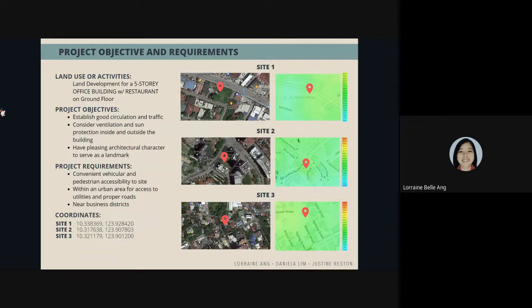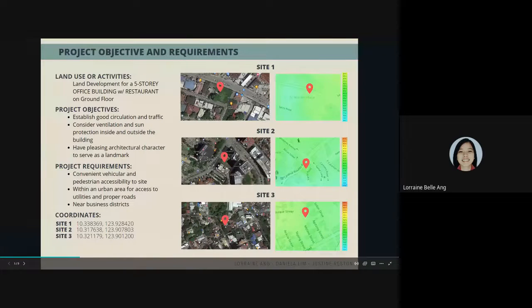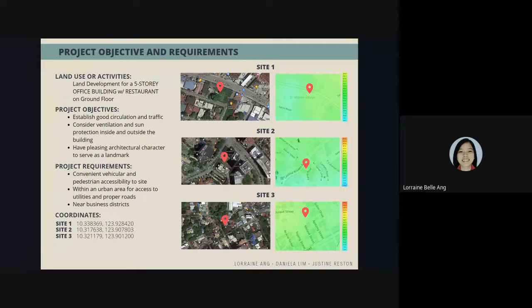Okay, good afternoon, everyone. So this is our project. The land use for this project is for a land development for a 5-story office building with a restaurant on the ground floor. The objectives that we identified are to establish good circulation and traffic within and outside the site. We need to consider ventilation and also sun protection inside and outside the building because it is an office building. It is required to have a pleasing architectural character to serve as a landmark for the project.